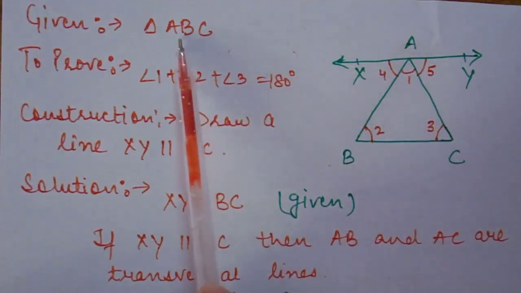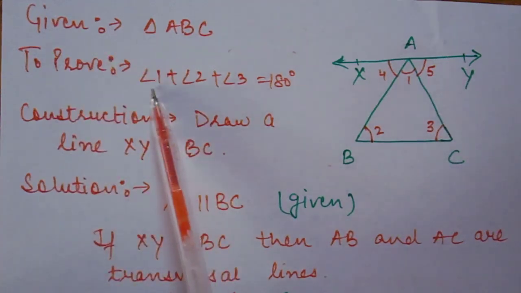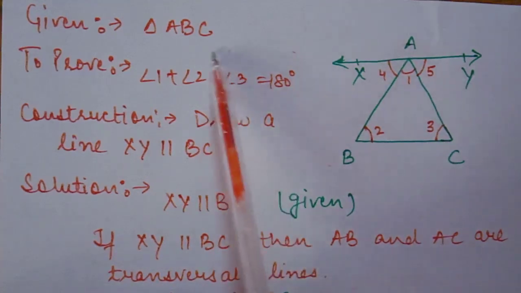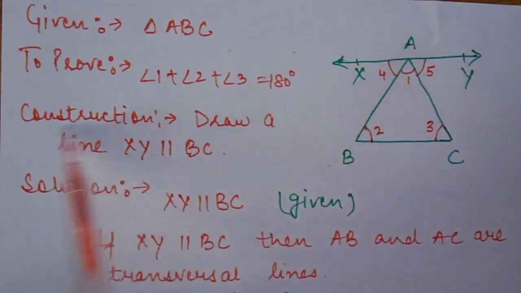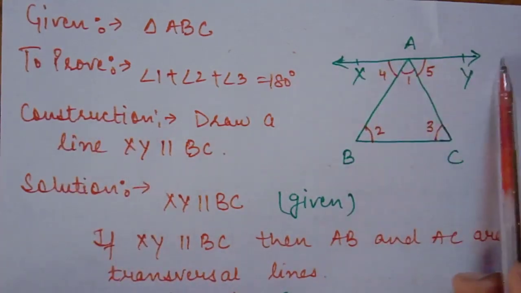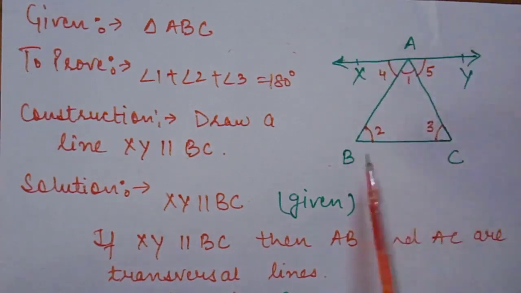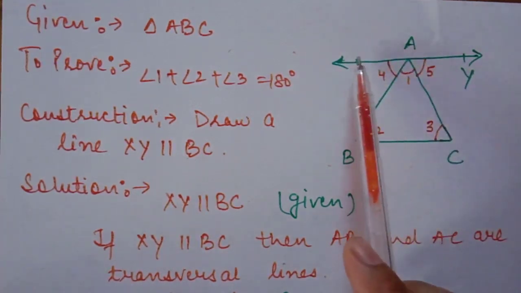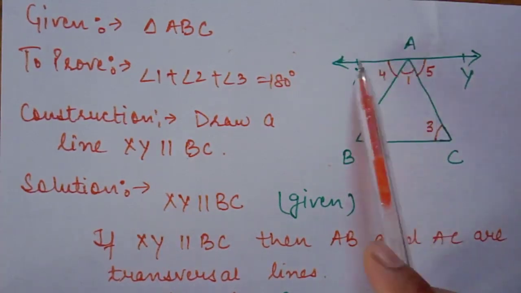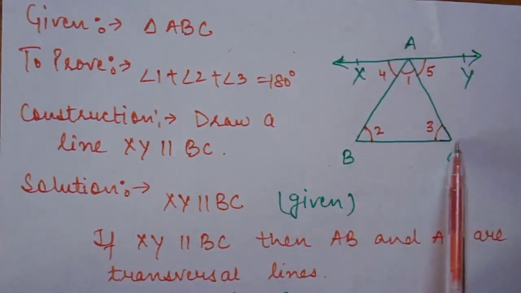So what is given in this theorem? Only triangle ABC. What are we going to prove? Angle 1 plus angle 2 plus angle 3 is equal to 180 degrees. It means the sum of all three angles of a triangle is 180 degrees. We have to do a construction in it. We have to draw a line passing through the vertex A which is parallel to BC. We draw a line through vertex A such that the line XY is parallel to BC.